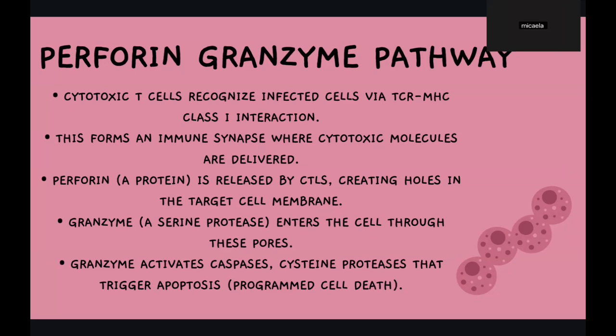So the two pathways that are present are, first, the perforin-granzyme pathway, in which cytotoxic T cells recognize infected cells via TCR-MHC class I interactions and kill virus-infected cells. Within the perforin-granzyme pathway, the cytotoxic cell releases perforin, which is a protein, creating holes within the infected cell membrane. CTLs recognize infected cells through MHC class I, and this forms an immune synapse where cytotoxic molecules are delivered directly to the target cell. The serine protease granzyme then enters the cell through the small pores made by perforin. These granzymes then activate caspases, cysteine proteases that play a vital role in initiating apoptosis.